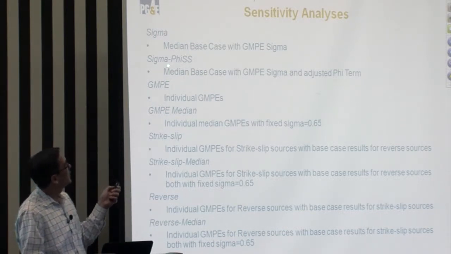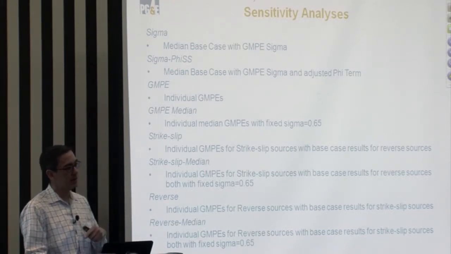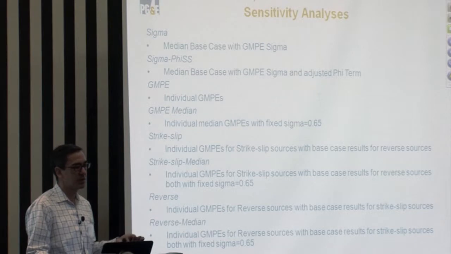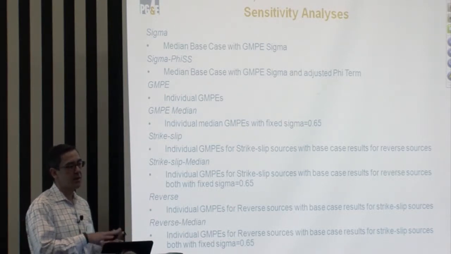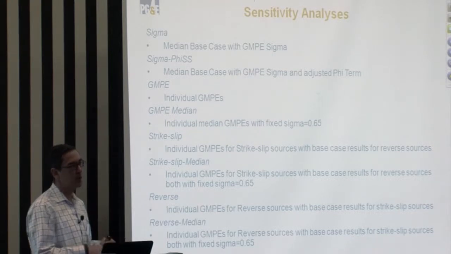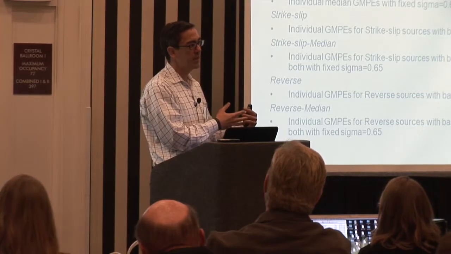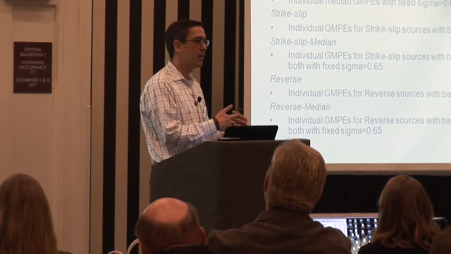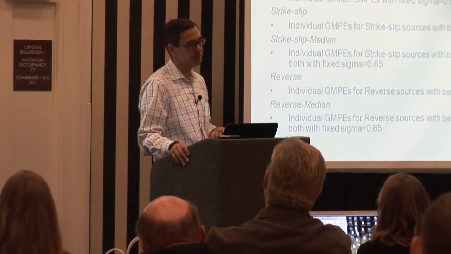Related to that, we then do the same thing, but we modify the phi term. As Katie had just mentioned, there are 3 options on the phi term: a constant term, a magnitude dependent term, and a magnitude and distance dependent term. We do the same procedure where we take the median ground motions from the base case, but we swap in the sigma model from a different GMPE with this additional phi SS correction.